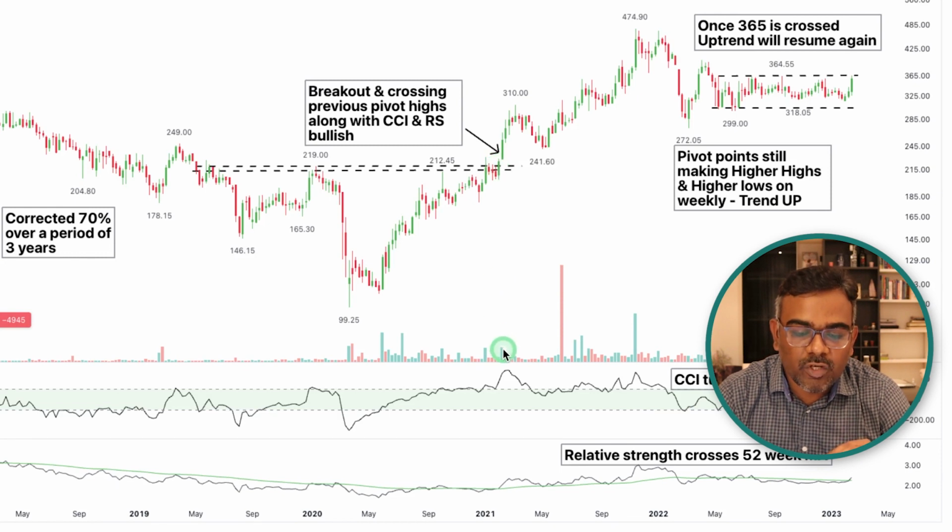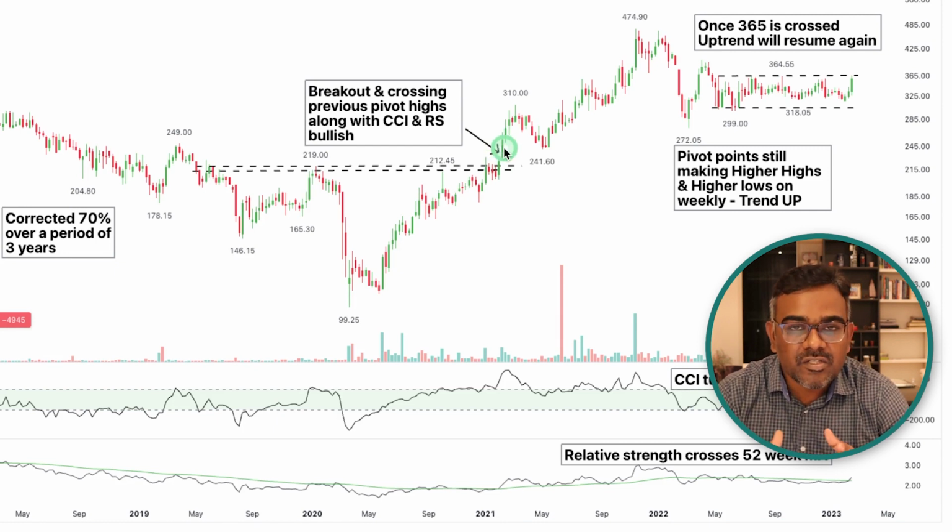Now here, if you see again, volumes have picked up after the breakout. But at this point, you can invest and then add more if you want. So that is how you should identify stocks for investment. Three conditions should be met.